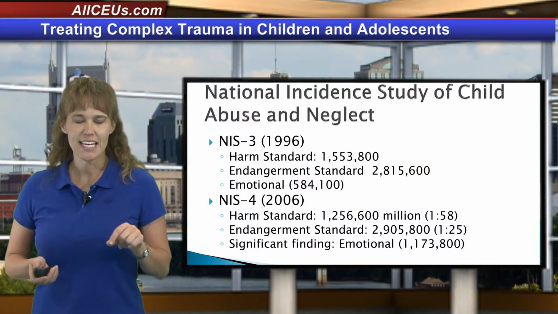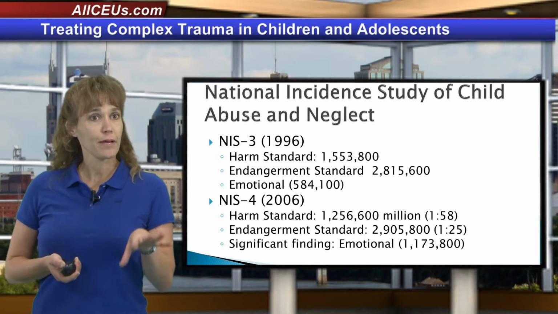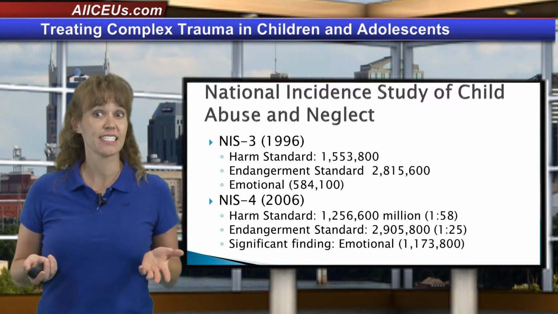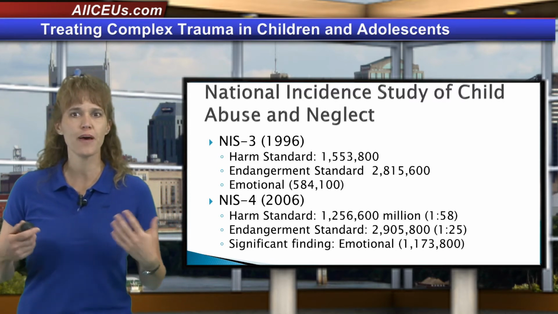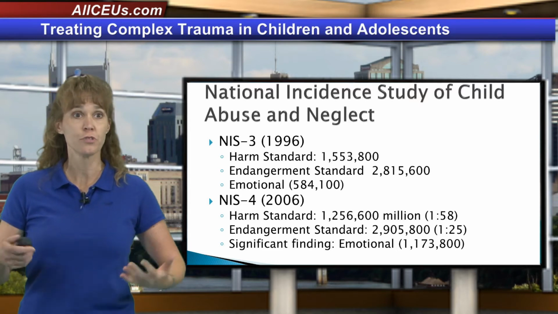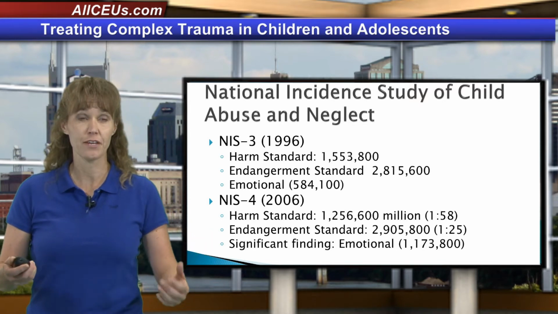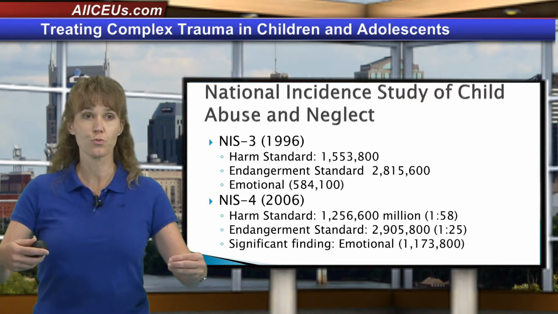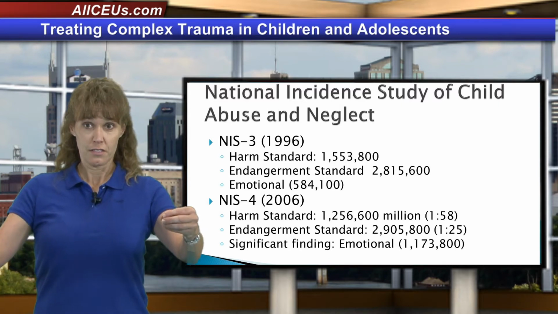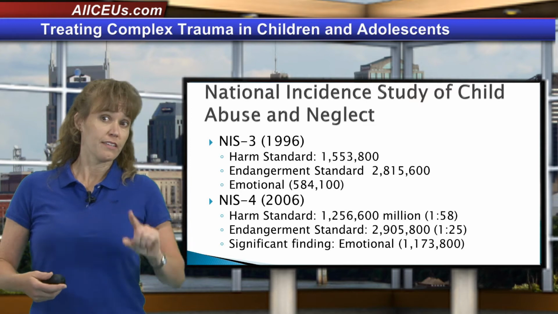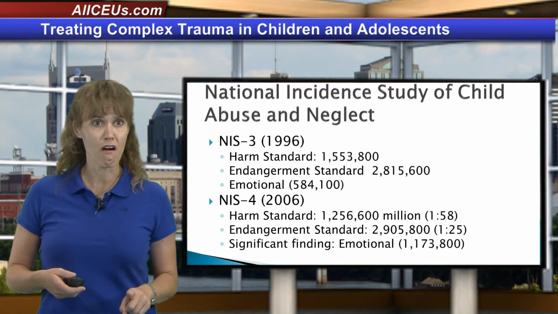The National Incidence Study of Child Abuse and Neglect, the one that this white paper was based on, was done in 1996. The number of children in 1996 who met the standard of being exposed to a harmful situation, which means that whatever was going on in their life, it was found to be at a threshold where it did produce physical and or psychological harm, in 1 year was 1,553,800. That is a lot of kids who are harmed.